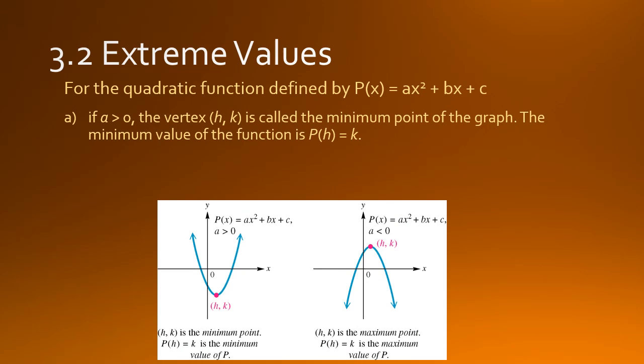Okay, so for the quadratic function defined by ax squared plus bx plus c, if a is greater than 0, the vertex, (h, k), is called the minimum point of the graph, and you see a picture there. The minimum value is p of h equals k. In other words, the x value tells you where the minimum is, the y value tells you what the minimum is. So if they want to know what is the minimum value, you give them the y value.